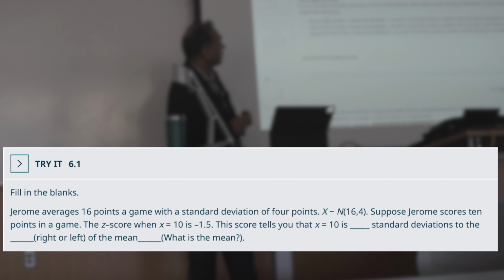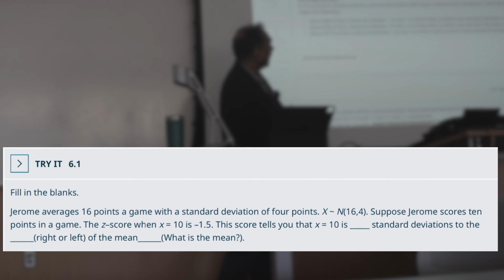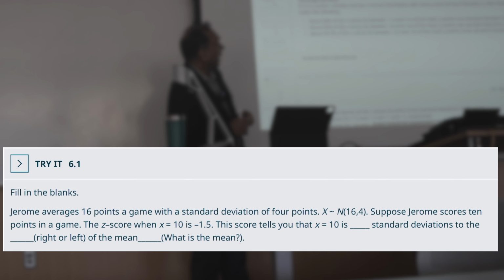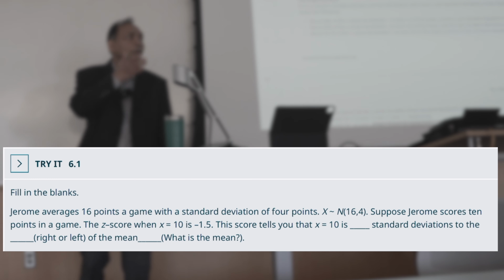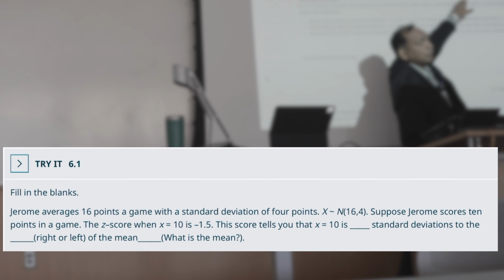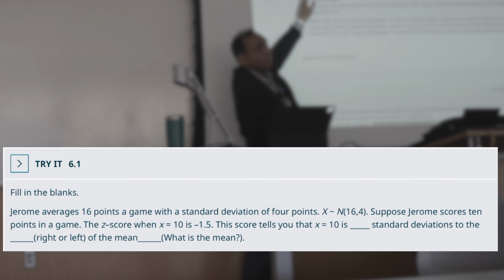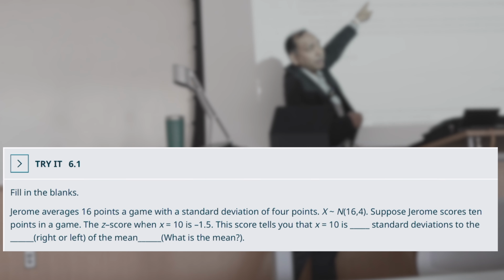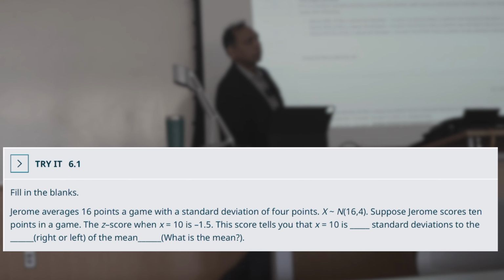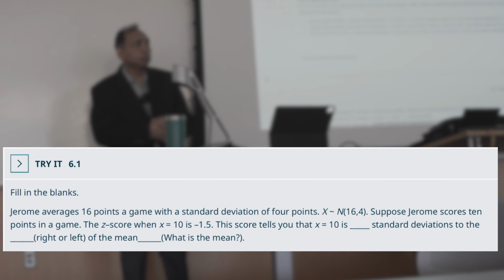So this Z score tells you that X equals 10 is dash standard deviations to the left or right of the mean. What should we fill here? Negative 1.5 or 1.5. To the left, because it is negative, of the mean, which is 16. So the mean is 16. So very straightforward kind of question.